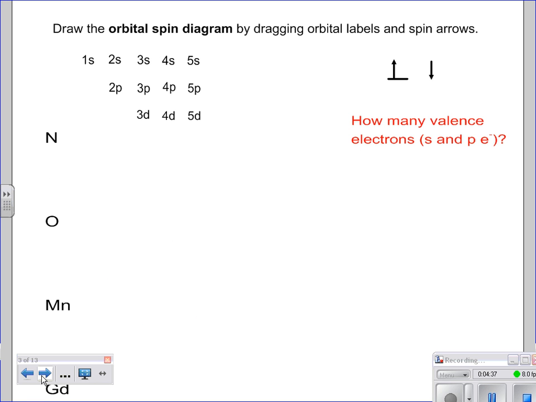Let's go ahead and do some other examples. I'm going to pass on talking about this right now. But let's look at, our first one is going to be nitrogen. So with nitrogen, what is our most recent noble gas? Helium.